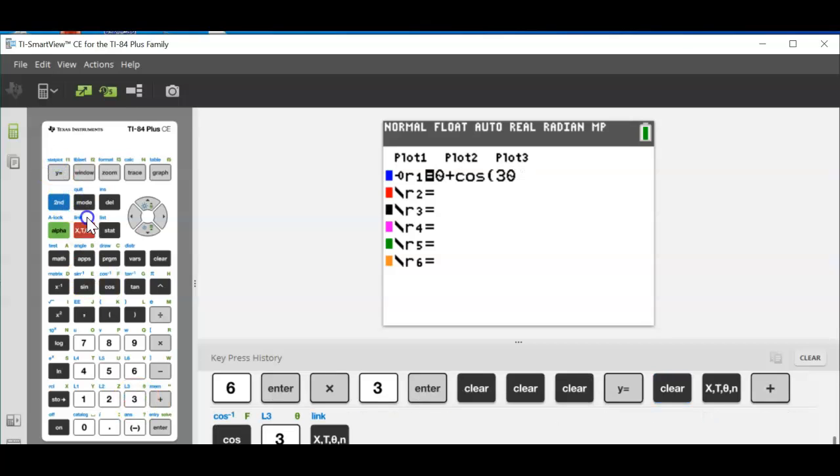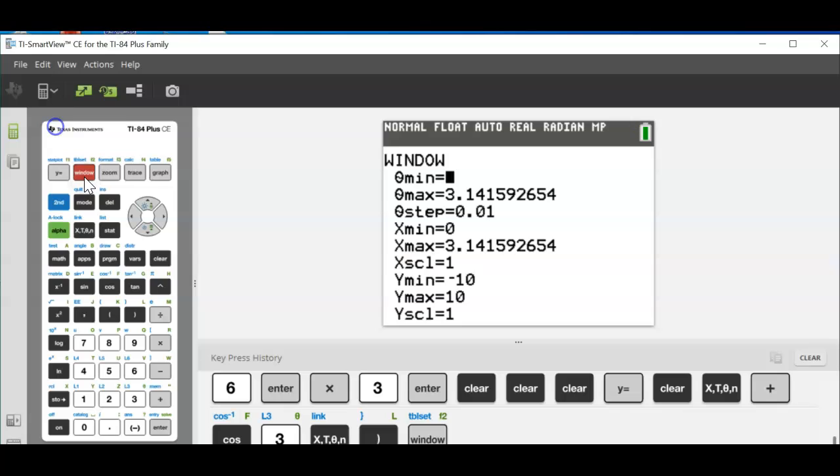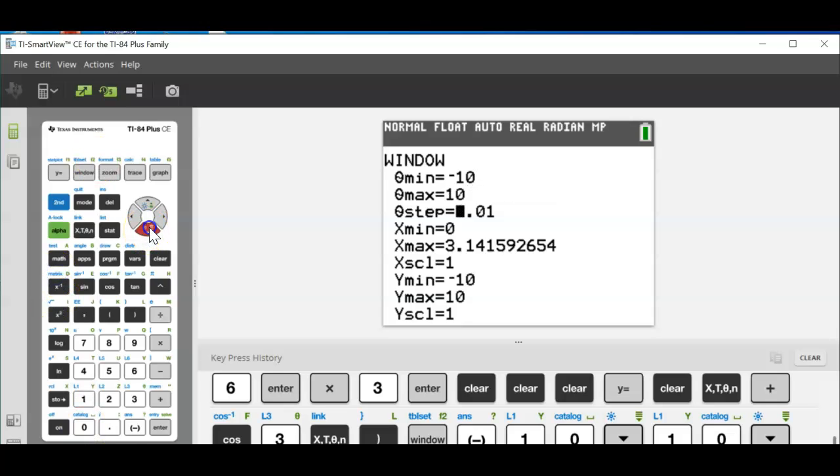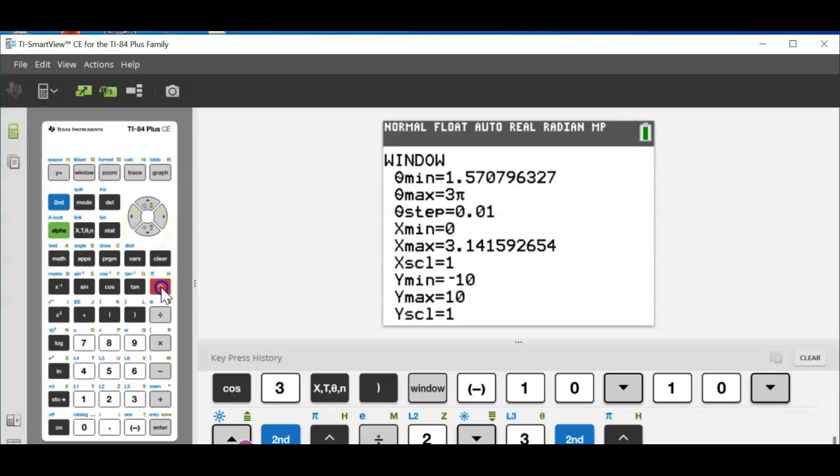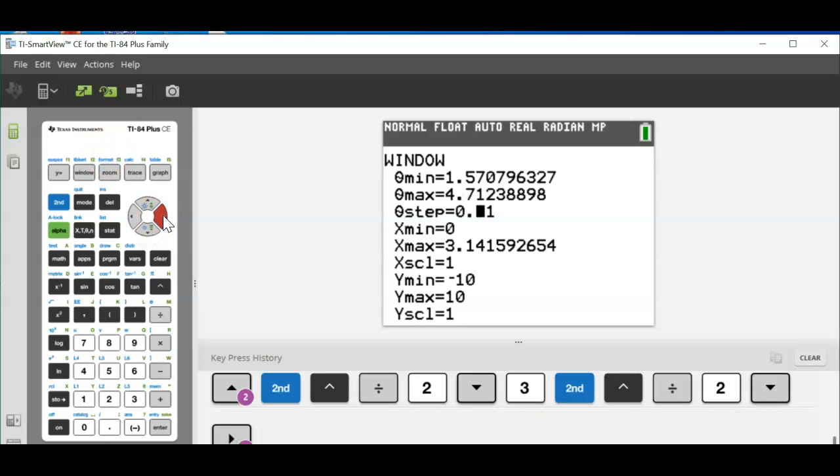Cosine 3 theta. Bam. I'm going to change the window really quick. It's probably not super big because the coefficients are small. Let's just do -10 to 10 just to be careful. Oh, that's the theta. Oops. The theta I knew was from pi over 2 to 3 pi over 2. It gave me that in the question. Theta step. I don't really need it to graph super slow. Let's make it 5 times faster.